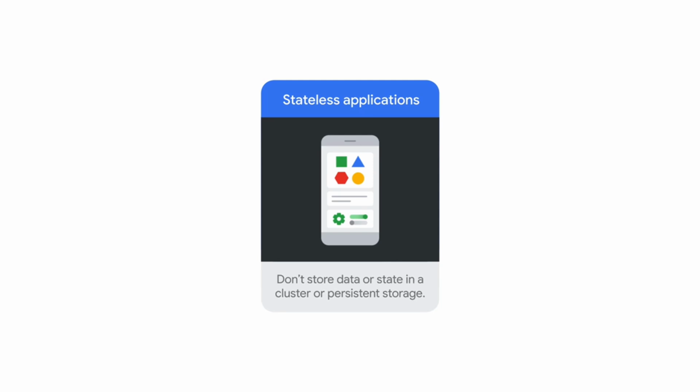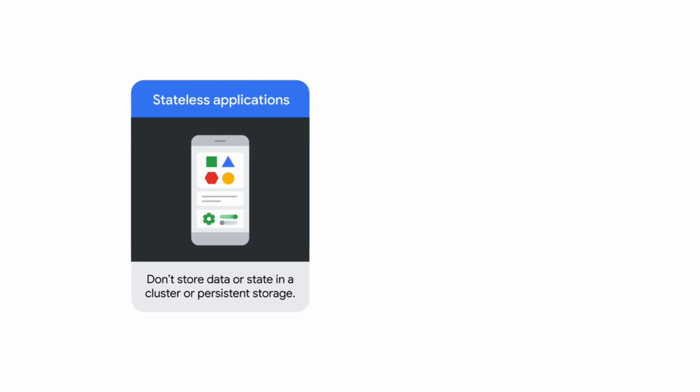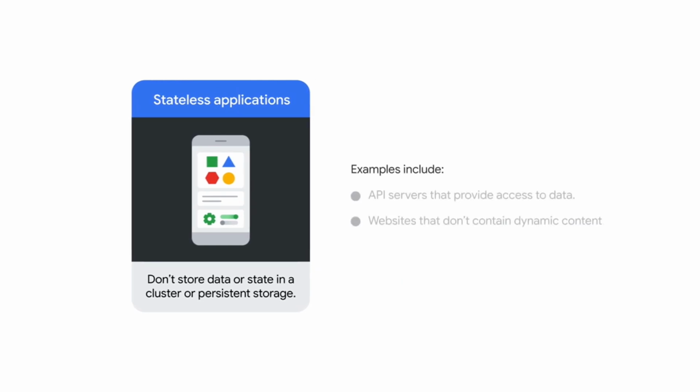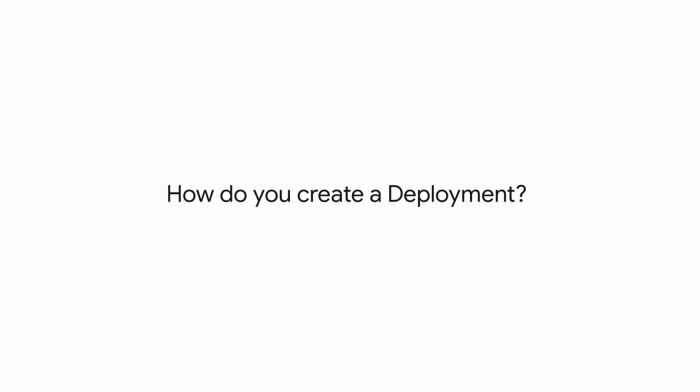A stateless application does not store data or state in a cluster or persistent storage and can be scaled up or down as needed without impacting the application's functionality. Examples of stateless applications include API servers that provide access to data and websites that don't contain dynamic content. So, how do you create a deployment?